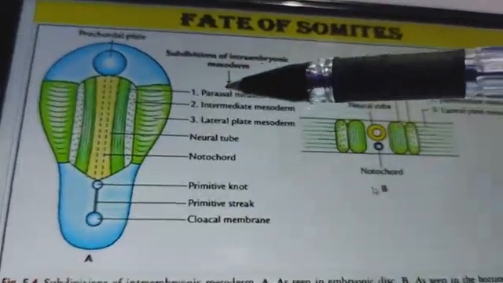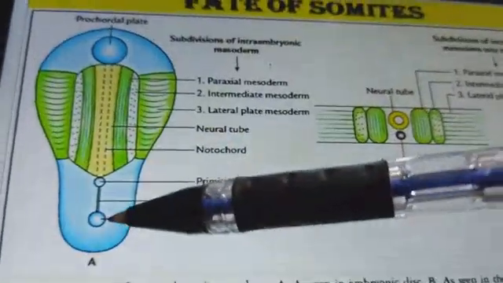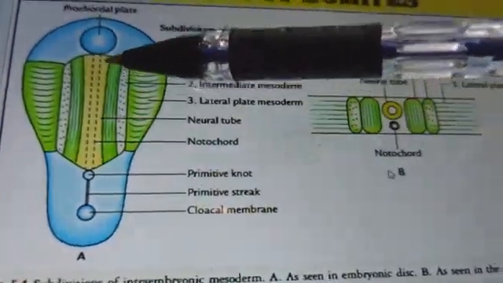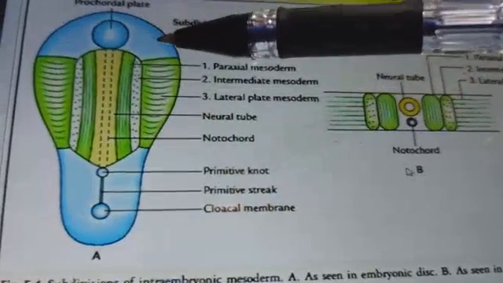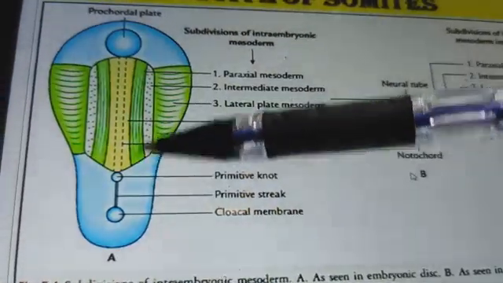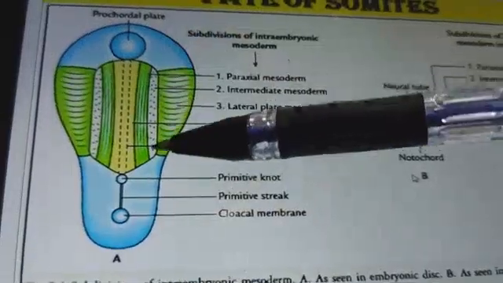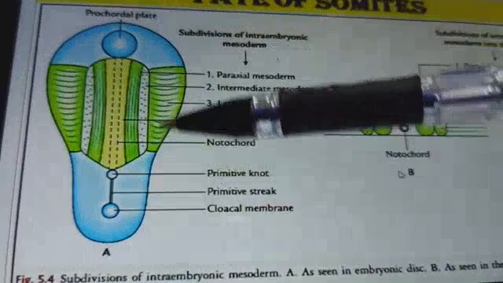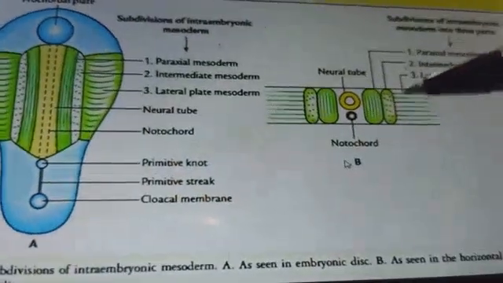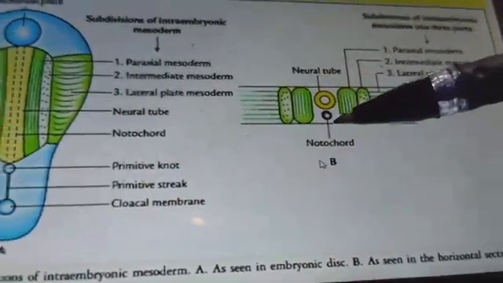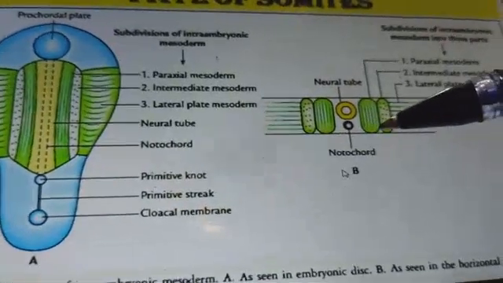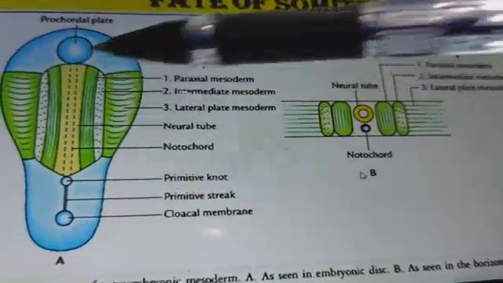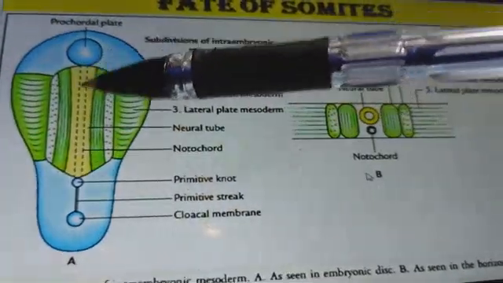This picture is really clear, showing the prochordal plate, the cloacal membrane, the primitive streak, the primitive node, then the notochord. Here by the side of the notochord we have the somites forming from the paraxial mesoderm, then here we have the intermediate mesoderm, and this area is called the lateral plate mesoderm. The cut section is also shown here. The neural tube is all this circular area. The notochord is only this area.